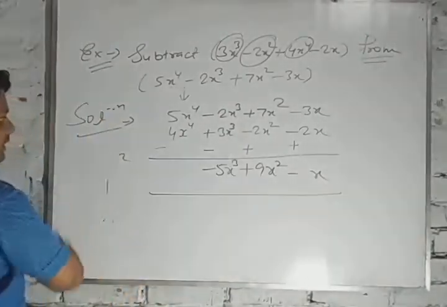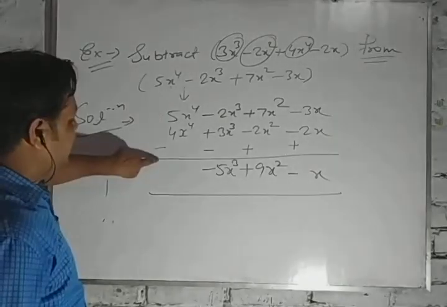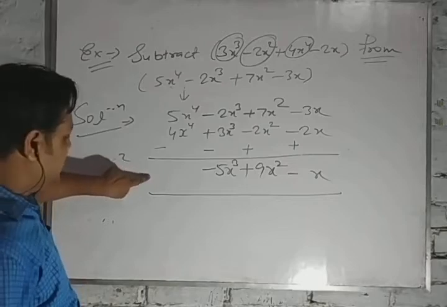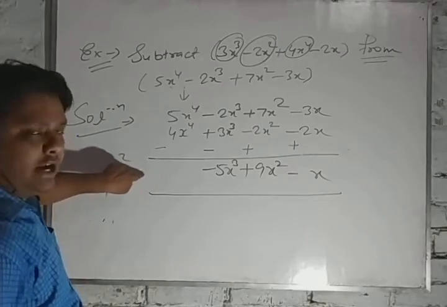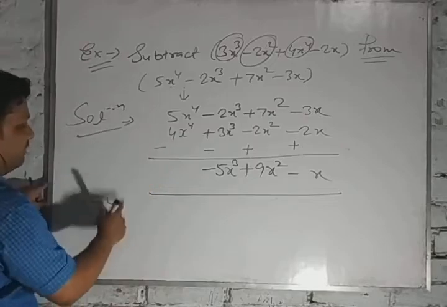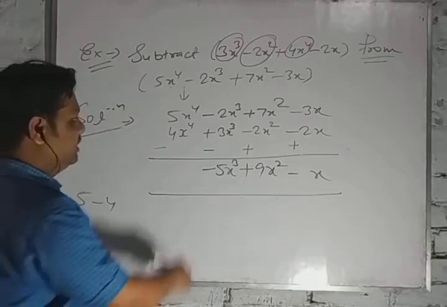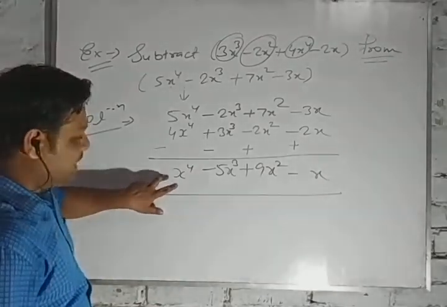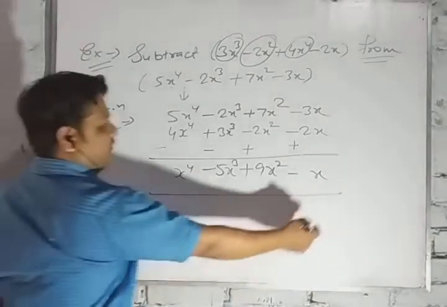Now you can see here plus 5 and minus 4. Which is greater? Plus 5. So we will write plus here, but it is the first term, so we will not write plus here. Okay, so 5 minus 4 only. Then it will be 1, and again we will not write 1, we will write only the variable x to the power 4. We have a plus sign, so we will not write it here. So this will be our answer.